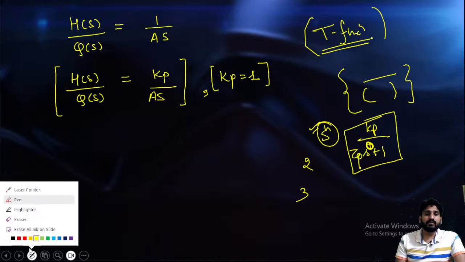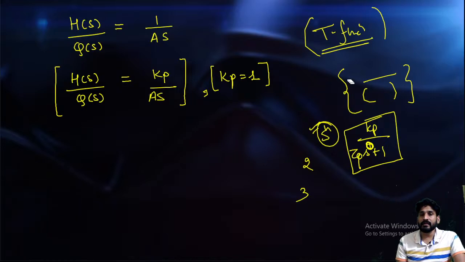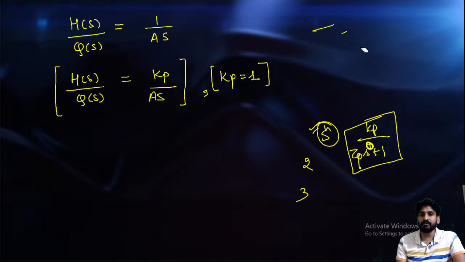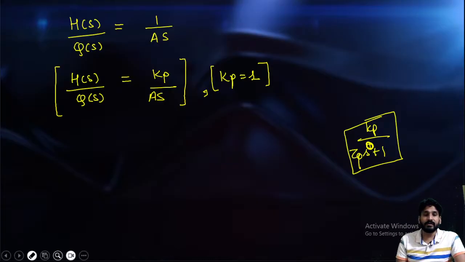The previous 5 examples are related. If we see the transfer function of the previous 5 examples, this is the general format: Kp divided by tau p s plus 1. And if we have any transfer function, then to calculate the value of Kp and tau p, we have to first convert that transfer function into this kind of format. Means plus 1 should be there.